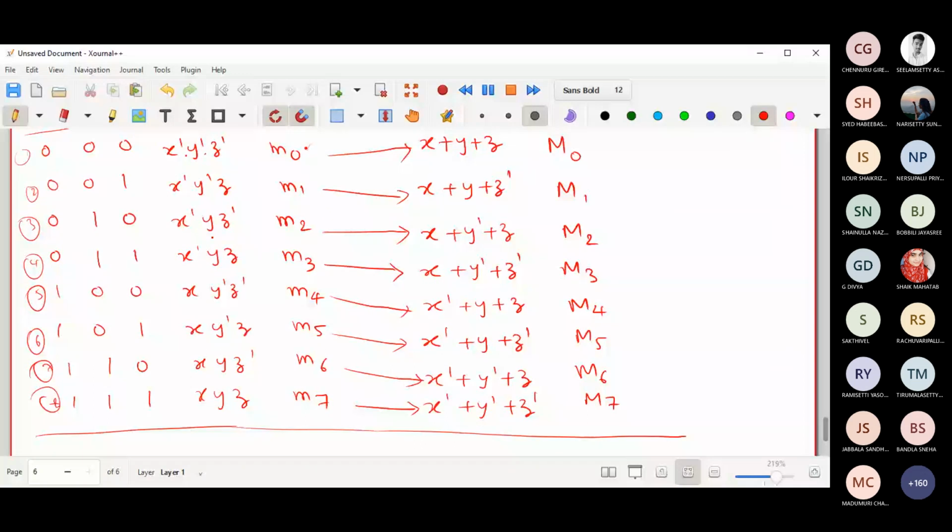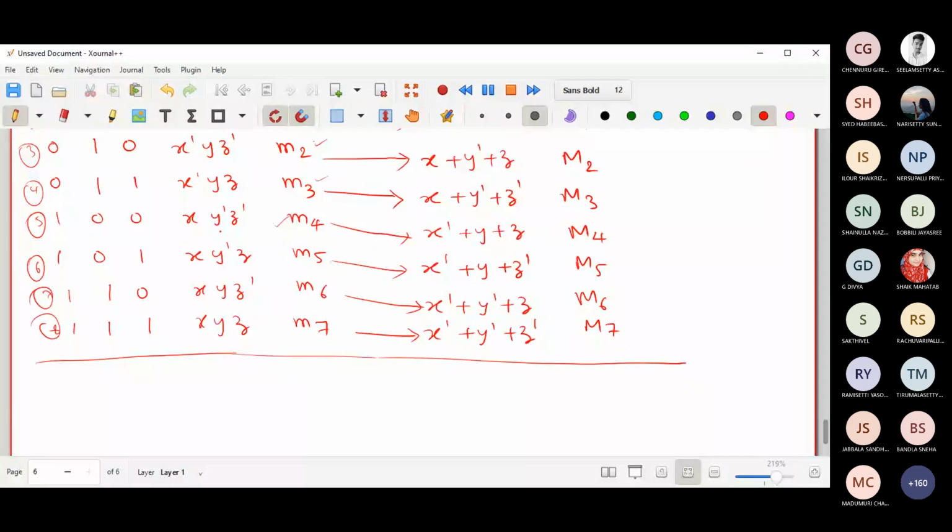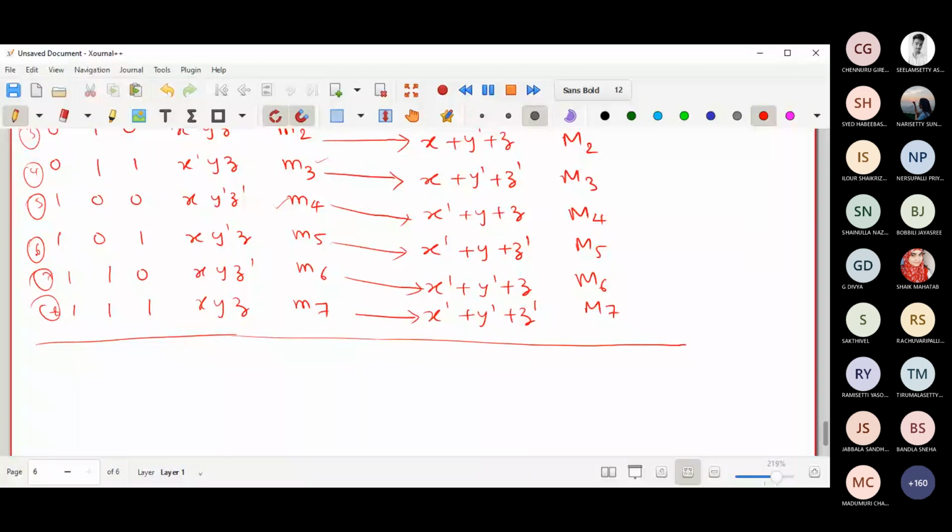That is m2. Suppose m3: x is 0, x bar, y and z are 1 1, that's why y z. That is m3. Next, x is 1 here, so only x in non-complemented form. Y and z are zeros, that's why y bar z bar. That is m4, min term 4. Next 1 0 1, nothing but 5 actually. So x is 1 and z is 1, so x z, and y is in complemented form.